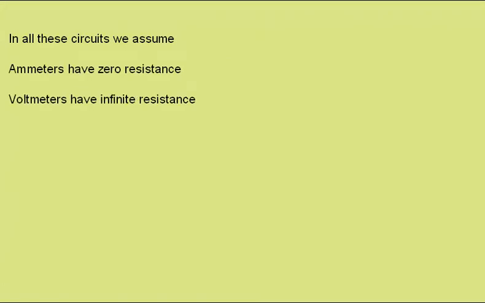In all these circuits, we're assuming that ammeters have zero resistance and voltmeters have infinite resistance. This is not quite true in real circuits. In general, they come very close, and if in a question they expect an ammeter to have resistance or a voltmeter to not have infinite resistance, you will be told the values.